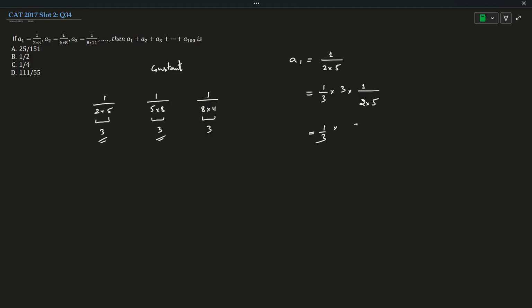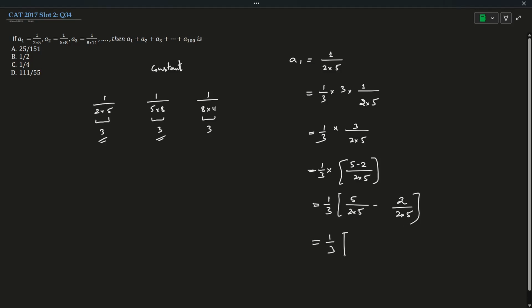This 3 I can write like this, right? 3 by 2 into 5, right? 1 by 3 into, now 3 can be written as 5 minus 2. I hope now you are able to understand why I am doing this. This can be written as 5 by 2 into 5 minus 2 by 2 into 5. Again, this can be written as 5 and 5 will get cancelled, 1 by 2, 2 and 2 will get cancelled, 1 by 5. This is the first term.